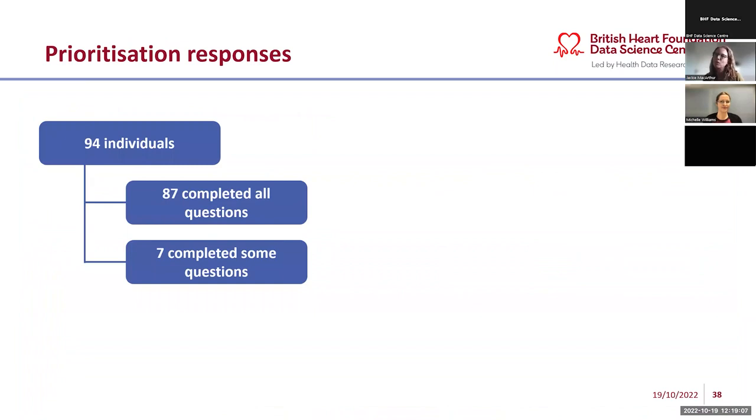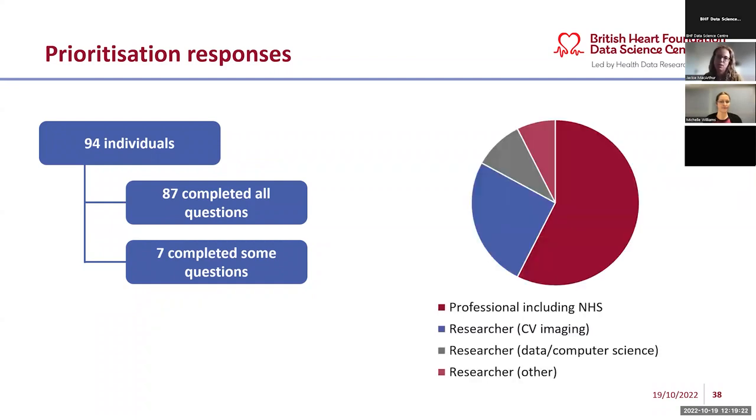Overall, 94 individuals took part in the prioritisation exercise, with 87 completing the prioritisation of all 100 questions, and 7 completing the prioritisation of some of the questions. You can see here the stakeholder categories of those 94 individuals.